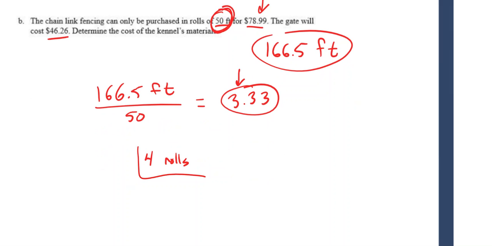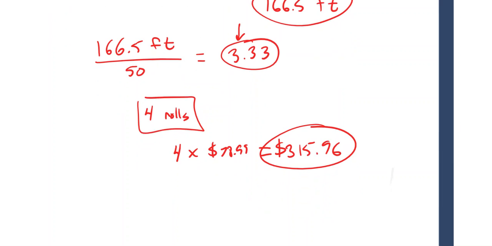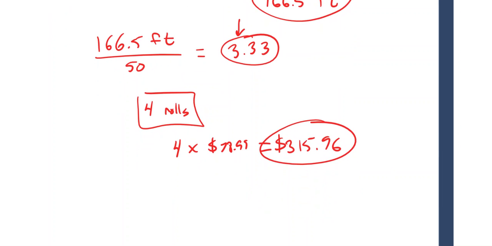Okay, so I know that part. Now this isn't too bad, right? If we need 4 rolls and each of those rolls costs $78.99, what am I going to do now? Multiply, right? 4 rolls times $78.99 per roll. $315.96. Okay, so that's how much it's going to cost for fencing.